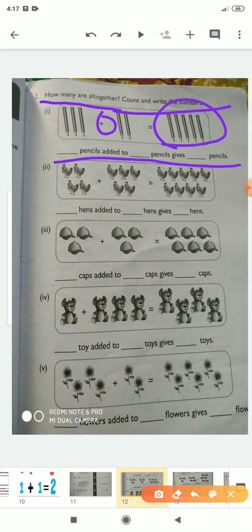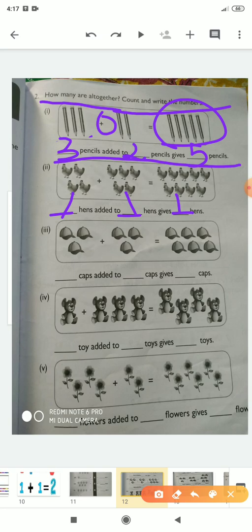So let's start. In the first group, first of all there are 3 pencils, 1, 2 and 3. So what do we write here? Here we have to write 3. 3 pencils added to 2 pencils gives 5. So nothing you have to do here. Only you have to count the pencils one by one, and write in the given blanks. This blank goes to this group, this blank goes to this group, and this blank goes to this group.